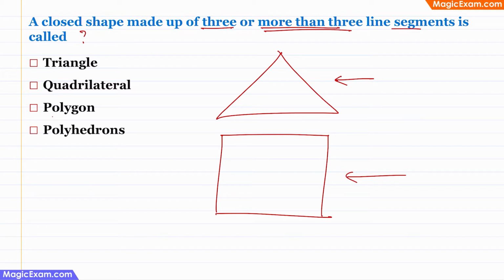Therefore, the answer here is polygon. It could have been a triangle if the closed shape was made up only with 3 line segments. But here we are being asked 3 or more than 3 line segments. Therefore, the answer is polygon.